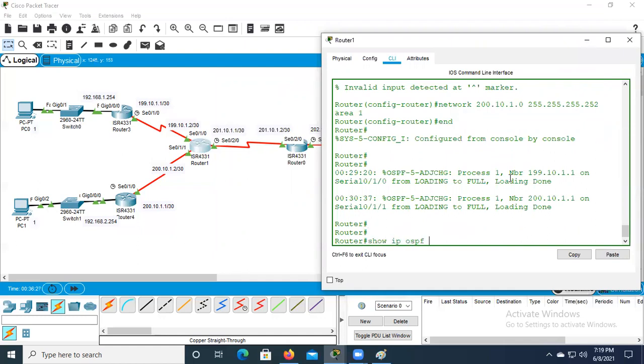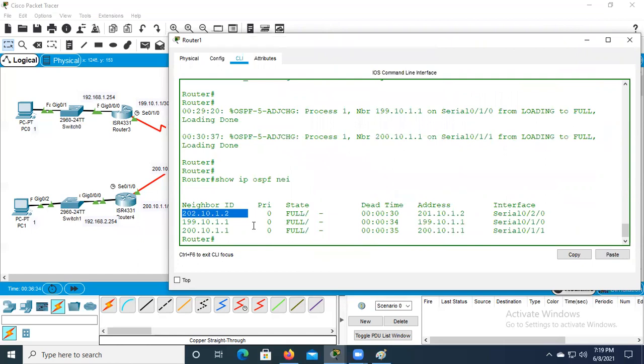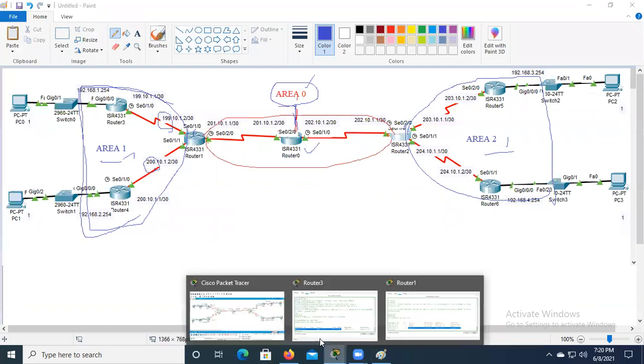Show ip ospf neighbor. So I'm getting 3 OSPF neighbors. There is a 202, 199, 200. Here actually the priorities are set to 0 because we are connecting a point-to-point network. We are connecting serial. We are not connecting any switch in the WAN connections, where DR and BDR have no chance to be elected because there are no loops as well.